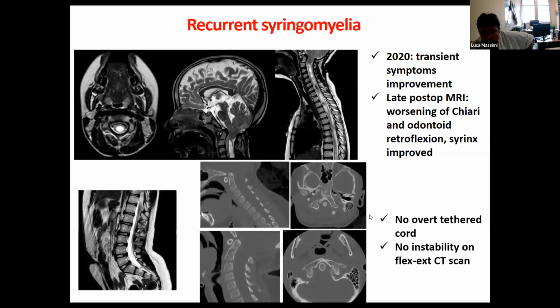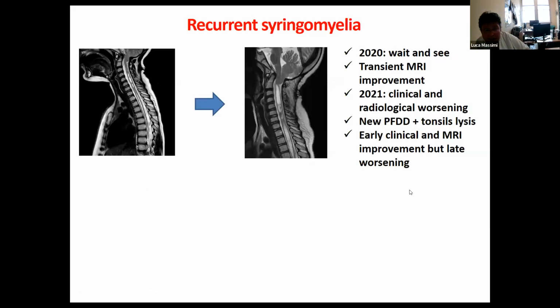Of course, we had excluded in advance an instability of the craniovertebral junction and a tethered cord. So we tried to wait and see. In the first month, we were successful because we appreciated a spontaneous resolution or reduction of the syringomyelia, but then afterwards a worsening of the Chiari and once again of the syringomyelia. At that time, we went back for surgery.